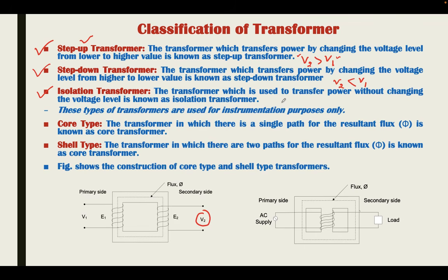There is a special use of transformer where V1 is equal to V2. Neither is it greater nor less than the secondary voltage. That type of transformer is known as an isolation transformer.